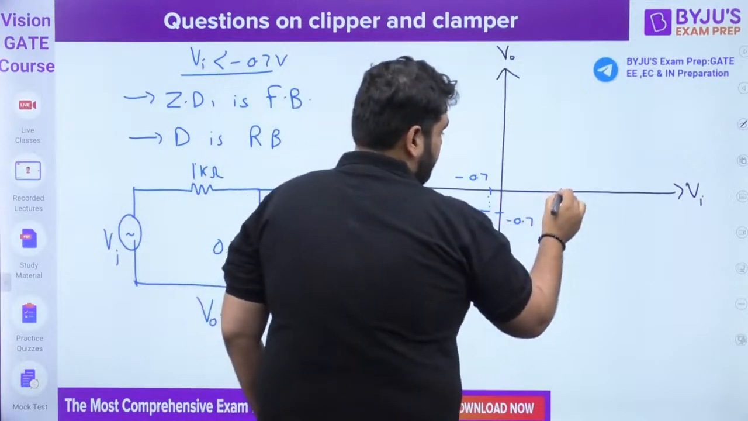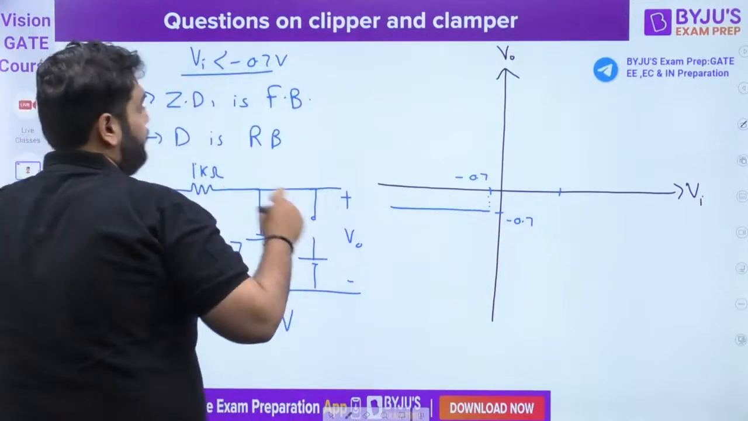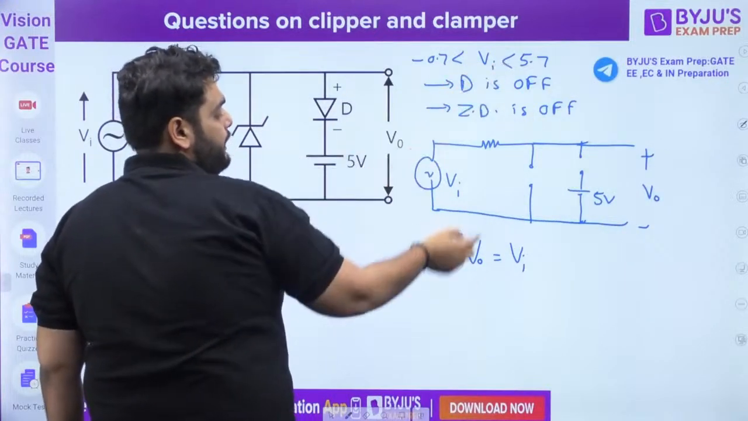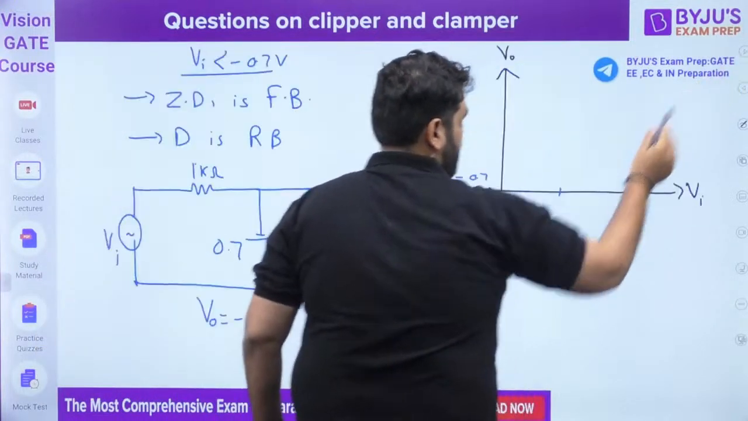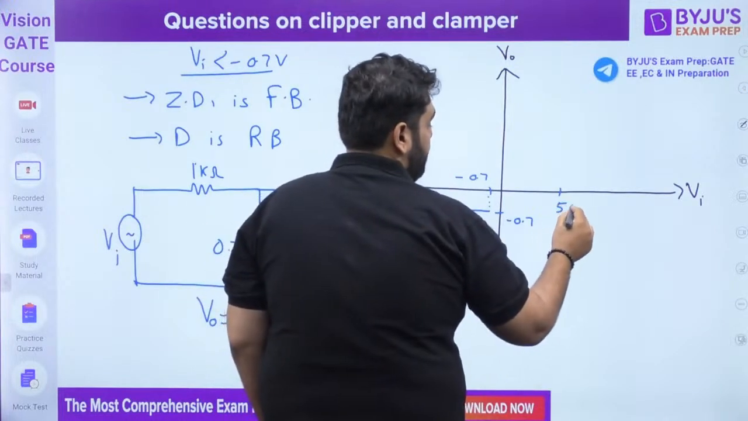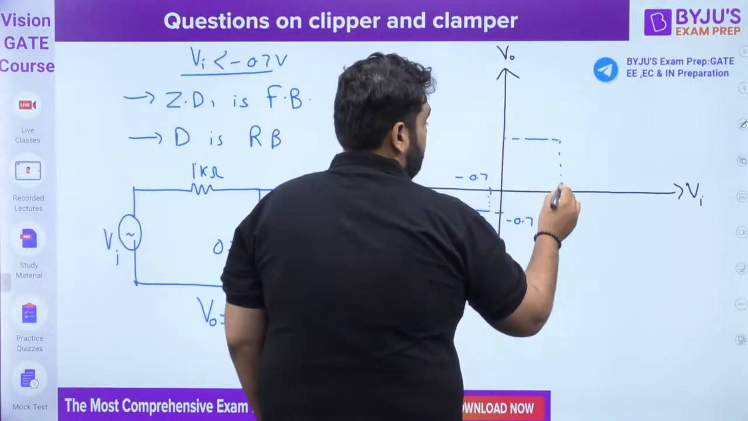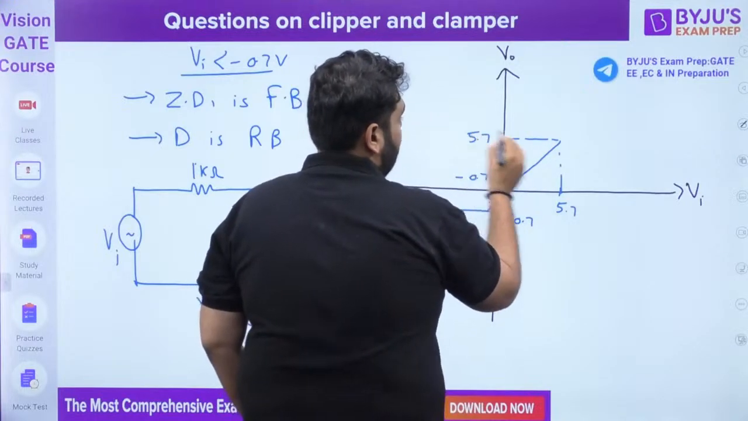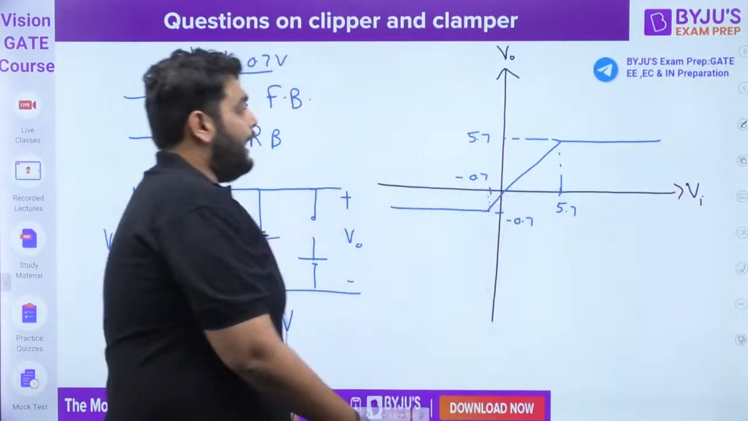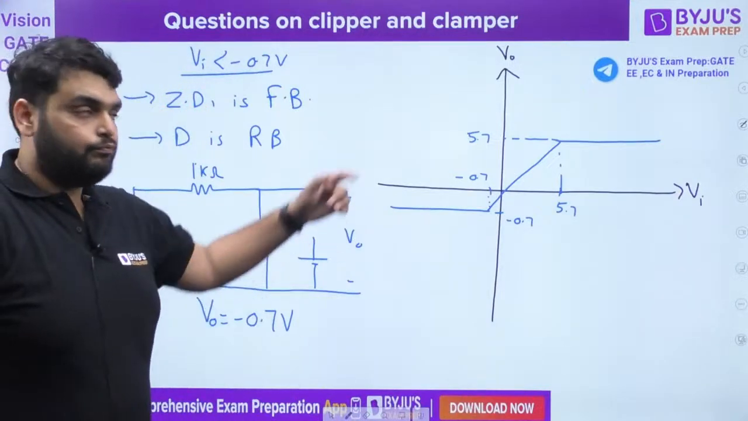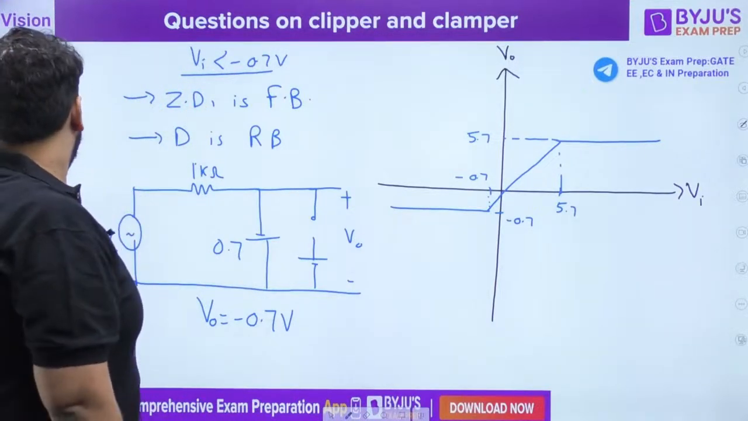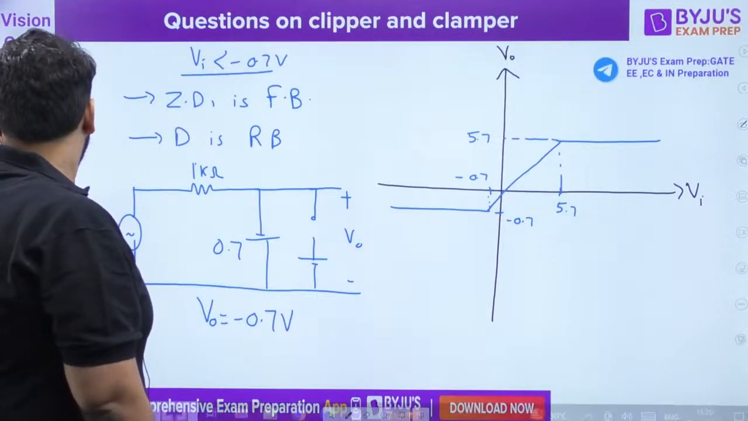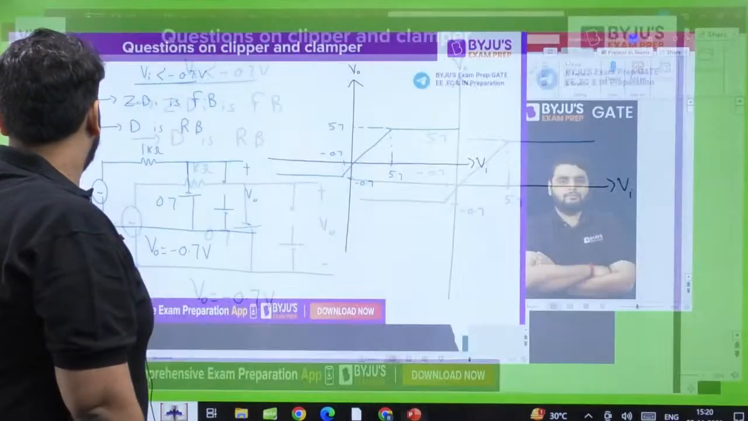When input is from minus 0.7 to 5.7, output is input voltage. So here we have 5.7, and after that output is constant here. This will be the graph you have. This is the required graph we have. Okay? Understand this thing?